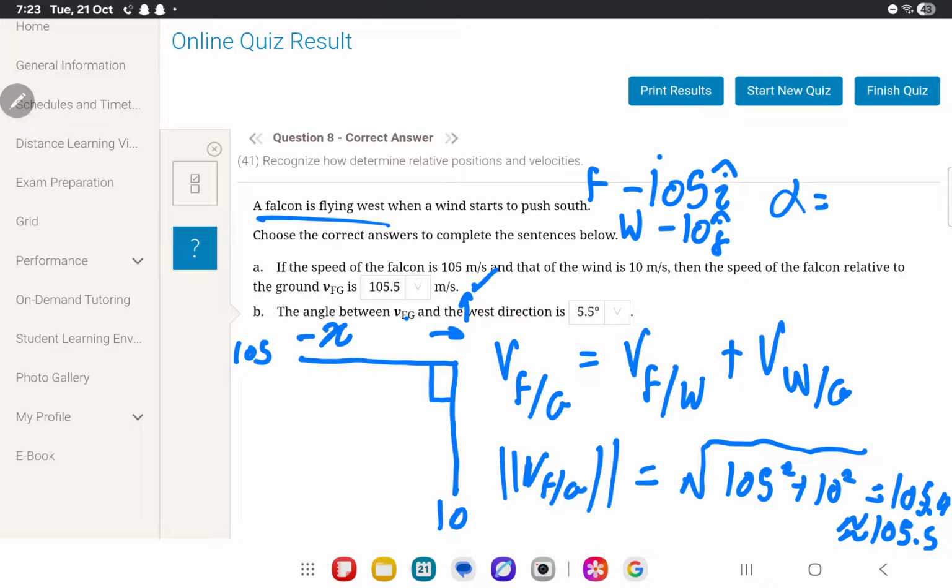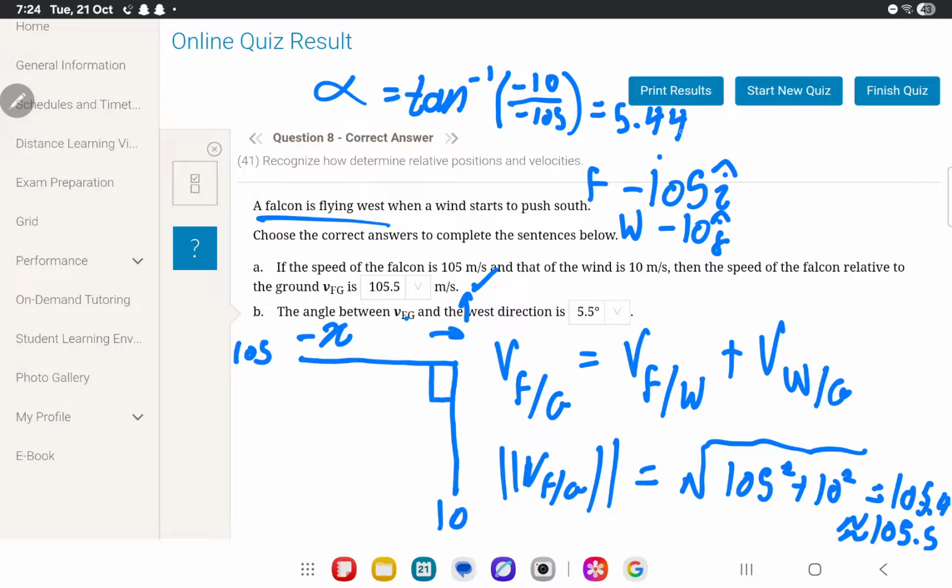So let's call the angle alpha. Alpha is equal to the inverse tangent of j over i, because it's y over x. So negative 10 over negative 105 gives me 5.44 degrees. Now they rounded it to 5.5. I don't know why, but that's close enough. 5.5 is the correct answer. All right, so that was question 8.